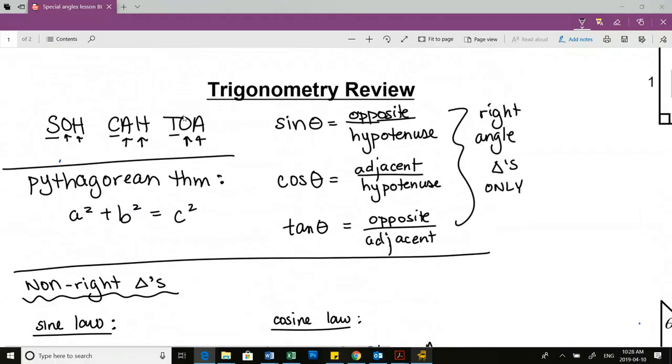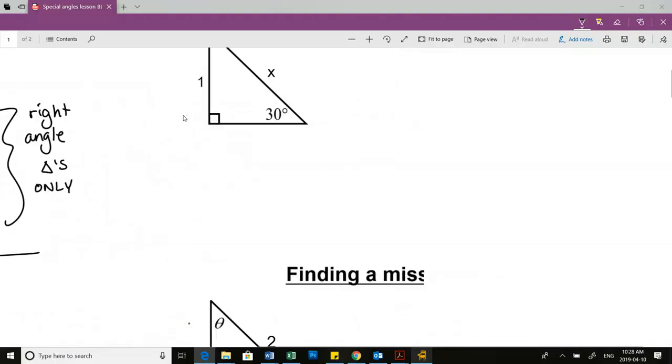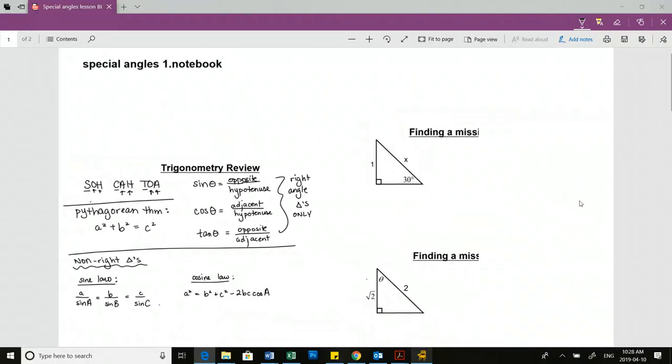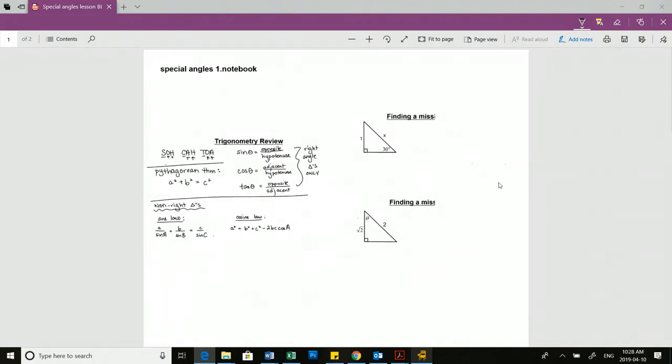Okay, so we're going to do a quick little review of how we can use SOHCAHTOA to solve for a missing side, and then we'll talk about how we can solve for a missing angle. Let's scroll over to our examples here. Sorry, I'm trying to get this to load.